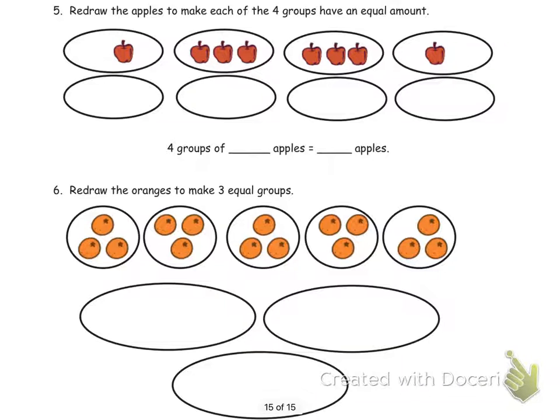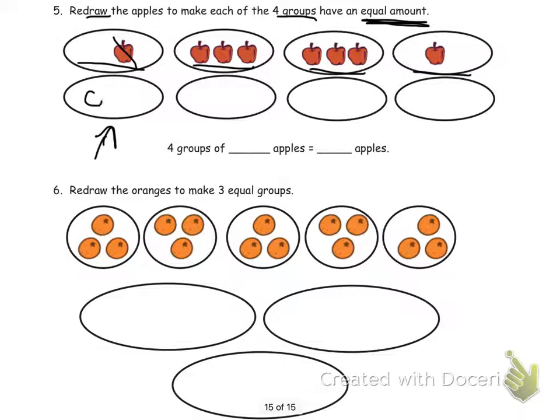Now, this is going to be pretty similar once again with what we've been doing. So let's go ahead and get started. So when I first look at these, I notice that these groups are not all equal, because I've got one apple here, three here, three here, and then one there. And I need to redraw them to make four groups with an equal amount. So each of these right here needs to have the same amount of apples in it. So it's going to be pretty similar to what we've been doing.